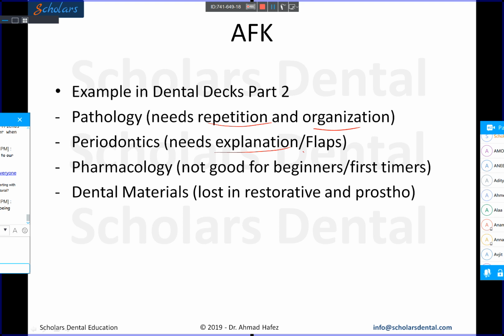Periodontics kind of needs explanation, like flaps. It's just words. It doesn't make sense in the decks. It's kind of hard to understand. Pharmacology in the Dental Decks is not good for beginners. It's only good if you know it in and out, and then you're reviewing it from the decks.